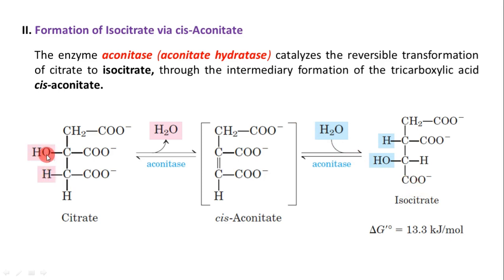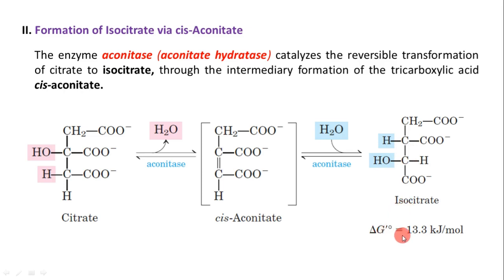Here, the OH group from this carbon atom and the hydrogen from this carbon atom are taken together as H2O, and thereby a double bond is formed between these two carbon atoms. And again, one water is added to this intermediate compound, aconitate, and thereby the OH is added to this carbon atom and the hydrogen atom is added to this carbon atom. So actually what is happening here is that the position of OH and H is interchanged. In citrate the OH is on the middle carbon atom; here OH comes to the fifth carbon atom. So this is the only change between citrate and isocitrate.